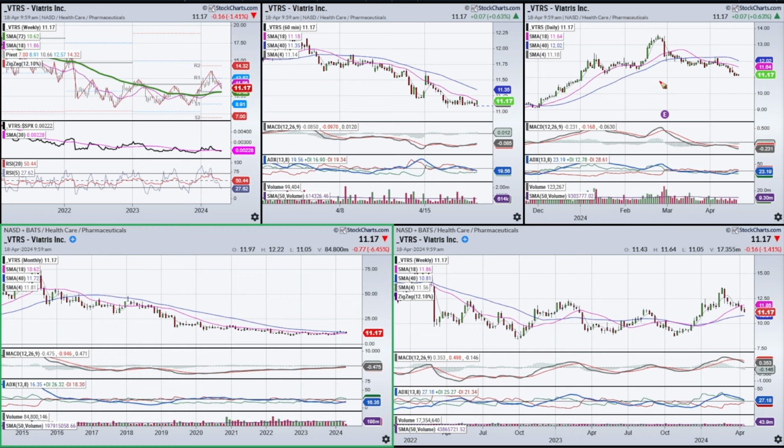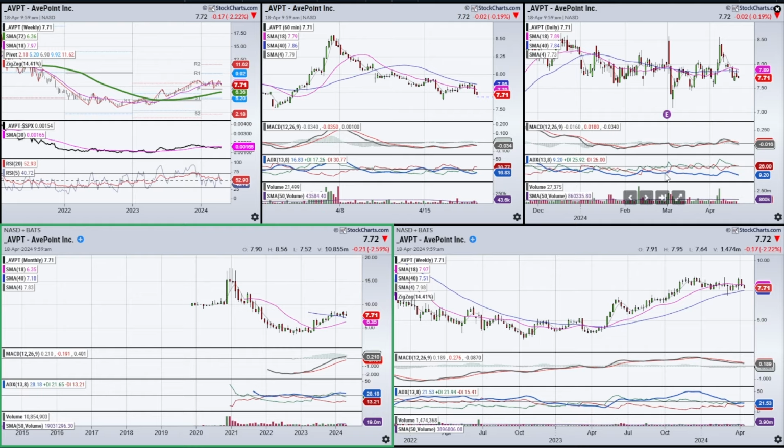All right. There's a difference between a setup and a trigger. You got to know the difference. And in this case, we never triggered to the upside. And now it doesn't look like it's a setup anymore because we've broken the 18-week and the MACD has rolled down. I think it's going to take a little bit more time to get going.